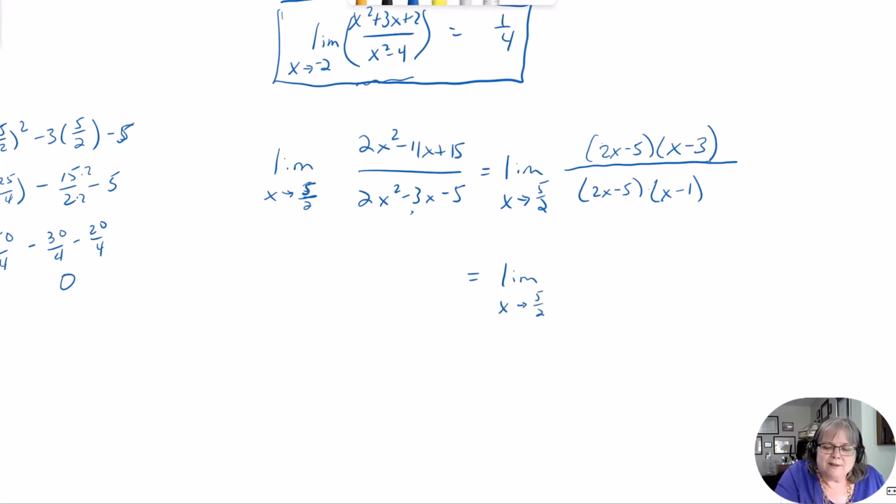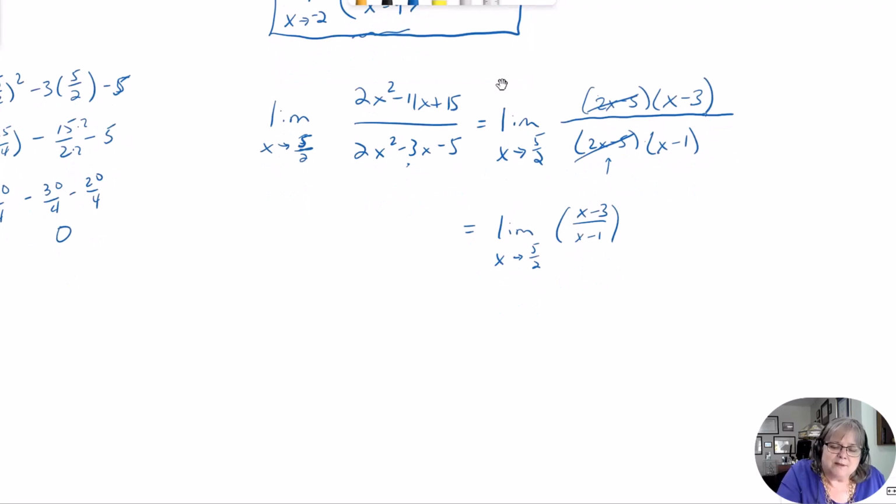So the 5/2 is a problem right here. That's the one that if you put 5/2 in there, you get 0. And luckily, these cancel out, and you have x minus 3 over x minus 1. You don't need that parentheses since you have the fraction bar, but it's okay. So now you've got 5/2 minus 3 over 5/2 minus 1.